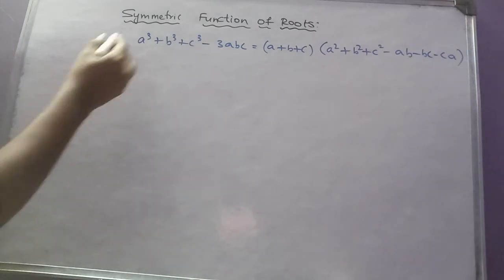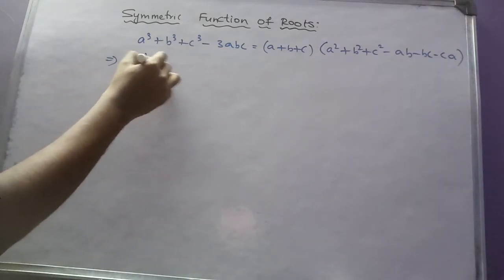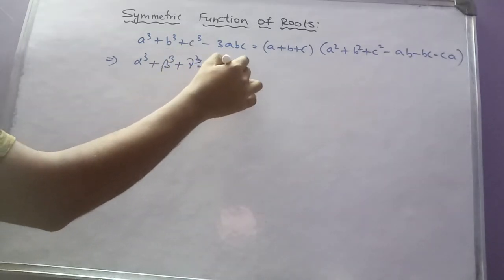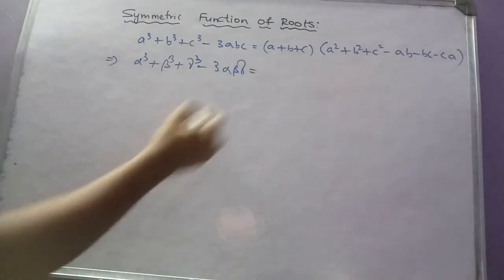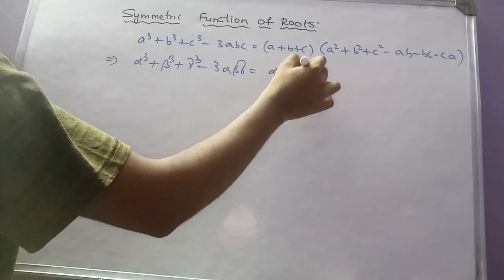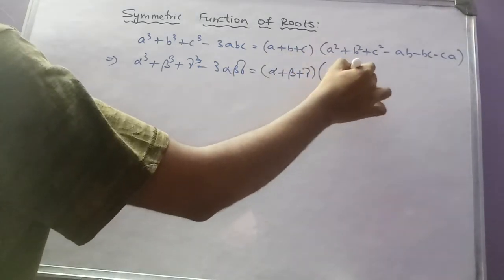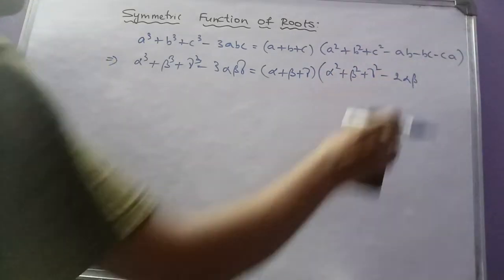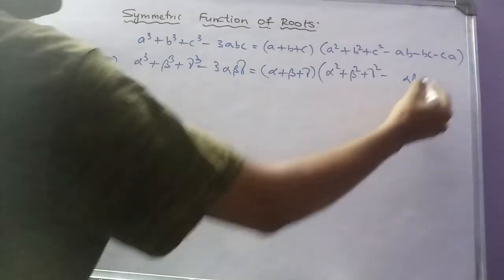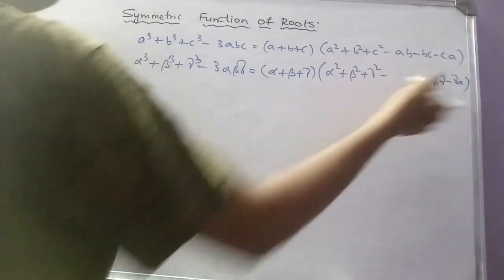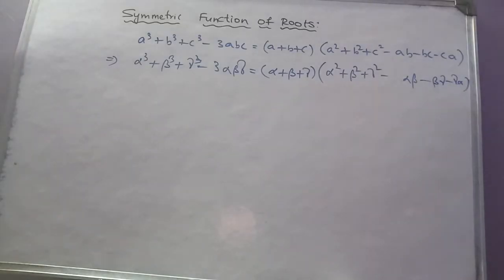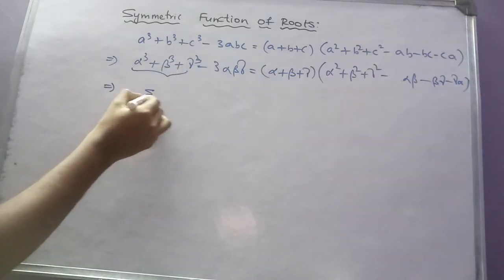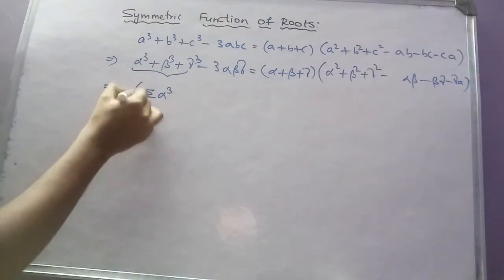So from this, dear students, we can say that alpha cube plus beta cube plus gamma cube minus 3 alpha beta gamma is equal to alpha plus beta plus gamma into alpha square plus beta square plus gamma square minus alpha beta minus beta gamma minus gamma alpha. I replaced a, b, c with alpha, beta, gamma. We are supposed to find this, correct? This is sigma alpha cube.